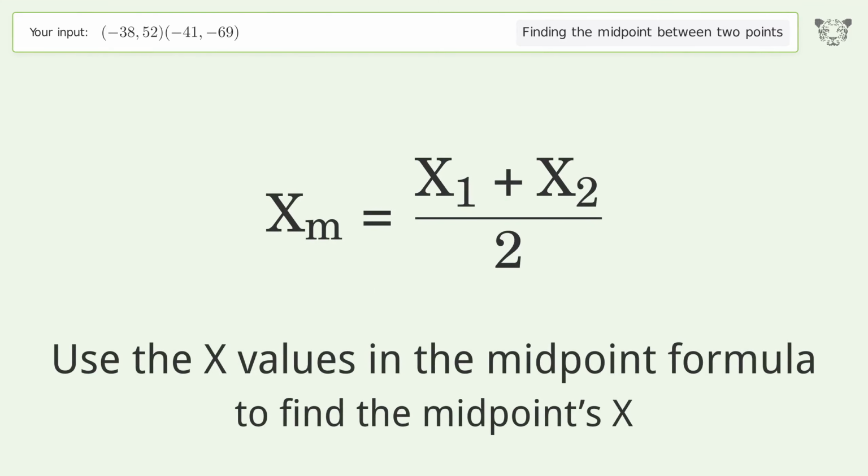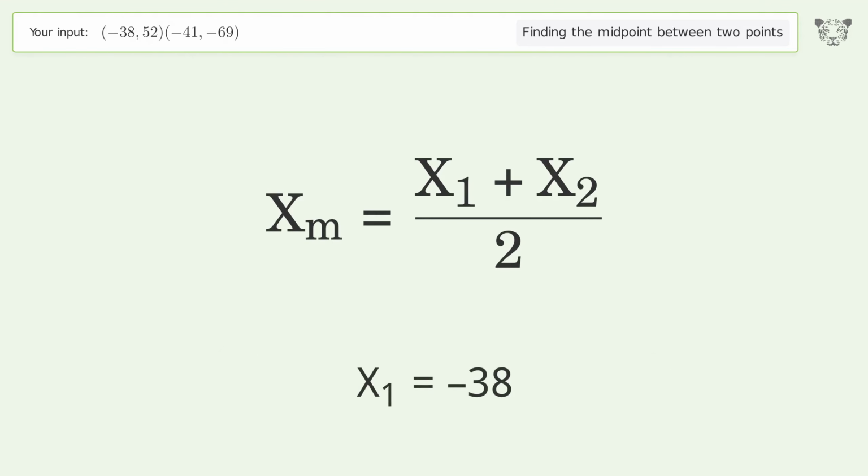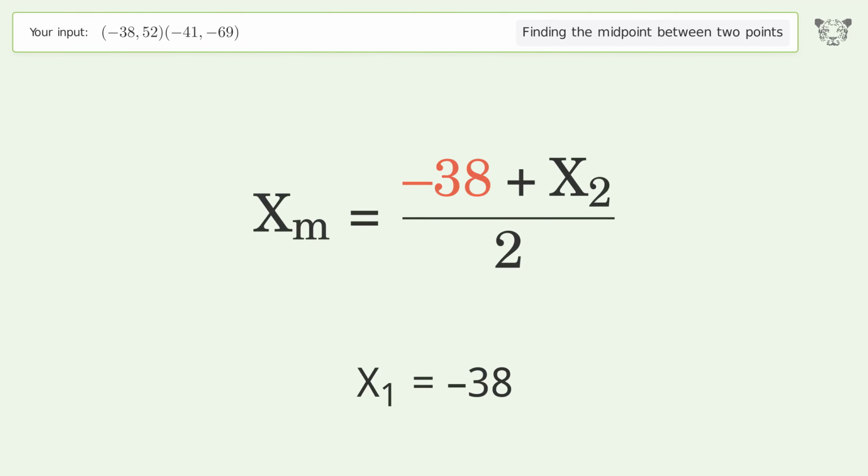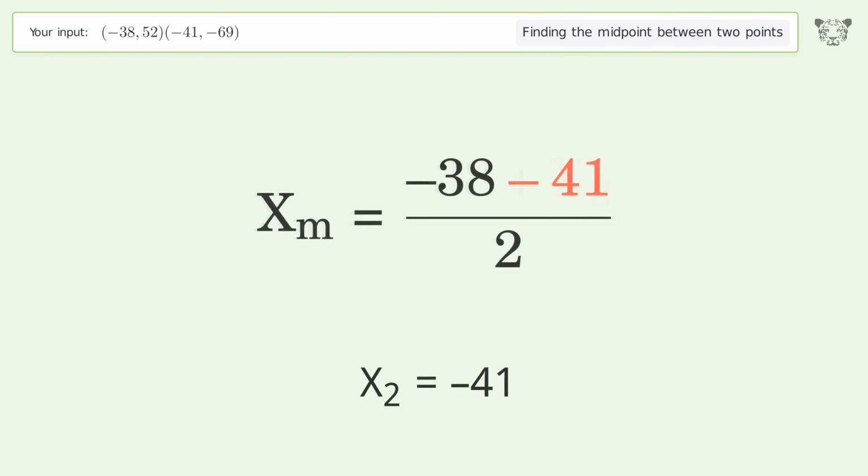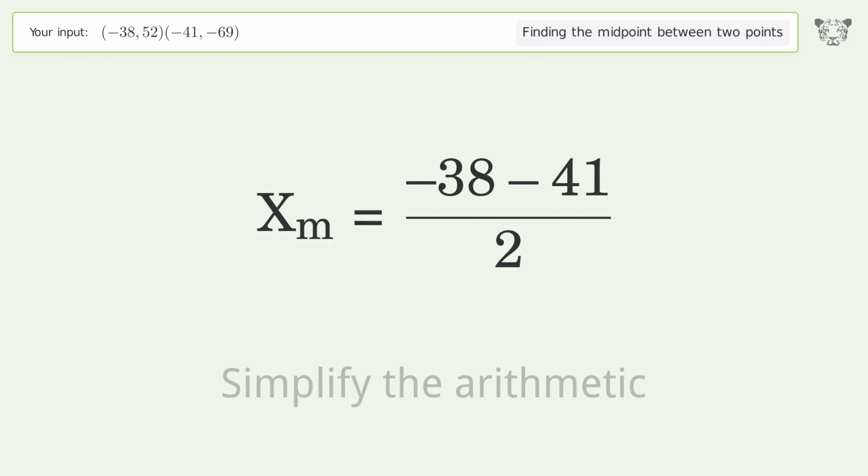Use the x values in the midpoint formula to find the midpoint's x. x1 equals negative 38. x2 equals negative 41. Simplify the arithmetic.